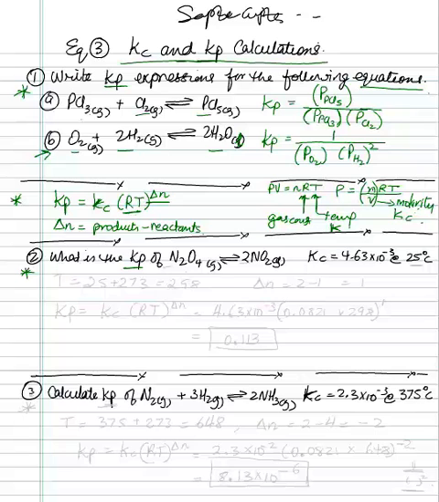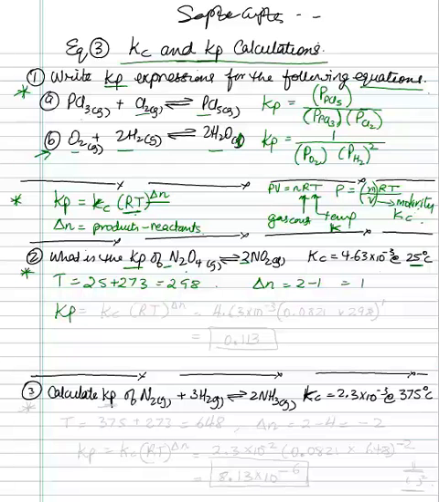So let's do a problem over here. What is the Kp of N2O4 to give 2NO2, and the Kc value is given to us, 4.63 times 10 to the negative 3 at 25 degrees Celsius. Now remember, the temperature is important for us when we are dealing with Kp because of our equation. So temperature, convert that right away to Kelvin. So this is 298 Kelvin. Delta N is going to be, remember, the moles of products minus reactants. And so this is 2 minus 1, so that is 1. We need that for the power.